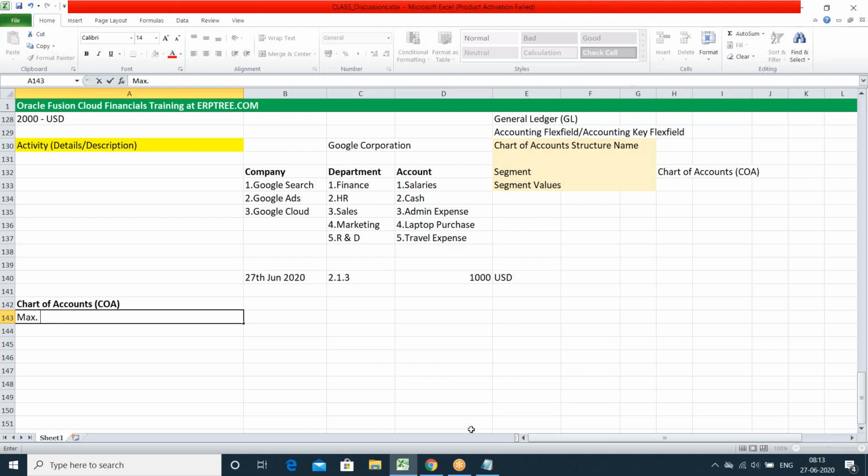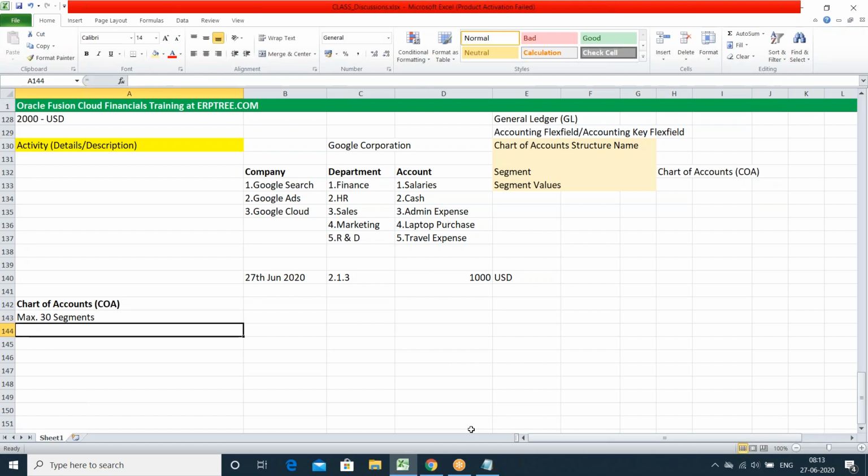Okay, using the chart of accounts, you can create a maximum of 30 segments. Here we take a simple example: company, department and account. We take those 3 segments. But as per the system, how many can we create? Max 30 we can create.